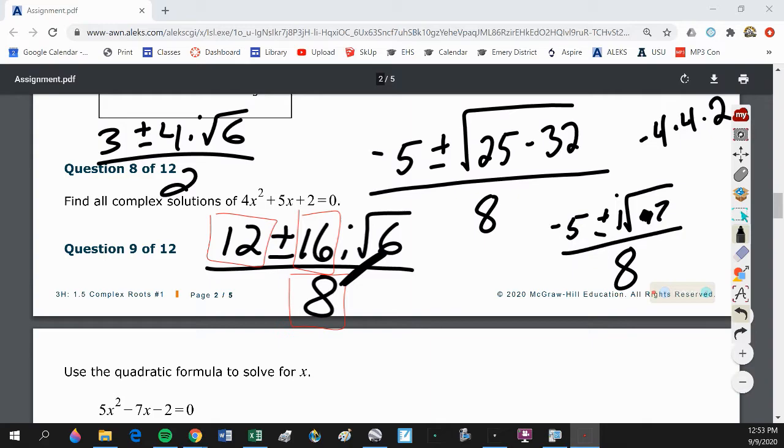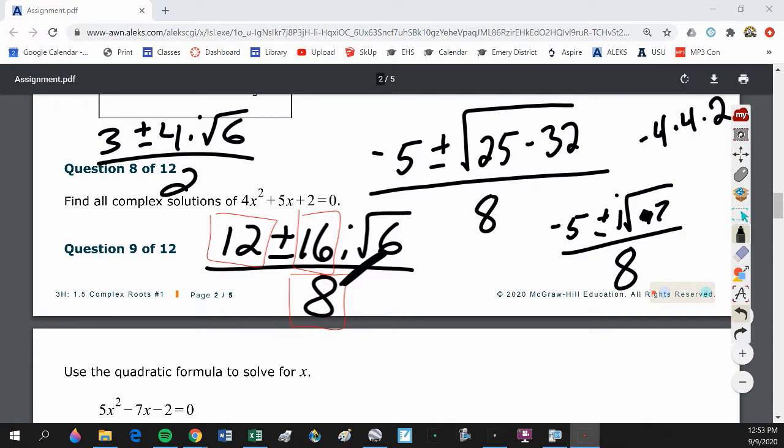So when you simplify quadratic formula fractions, if all three parts have the same factor, then you can remove it. But one of those parts is not the square root. Okay, you can pull stuff out of a square root, but you can't divide factors inside a square root.